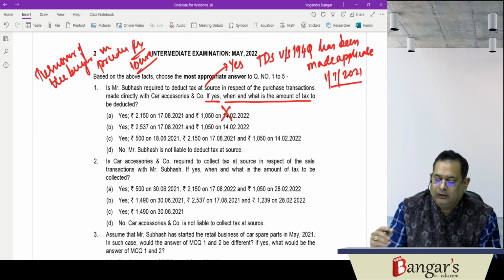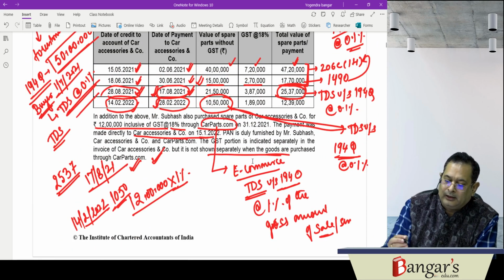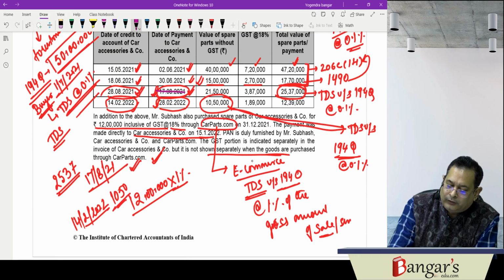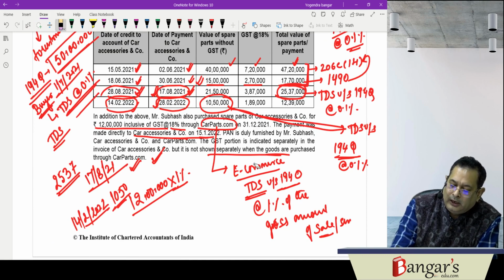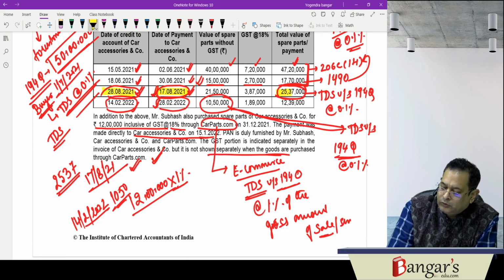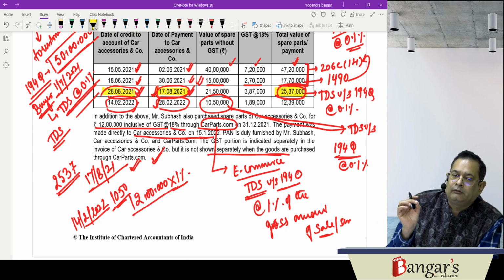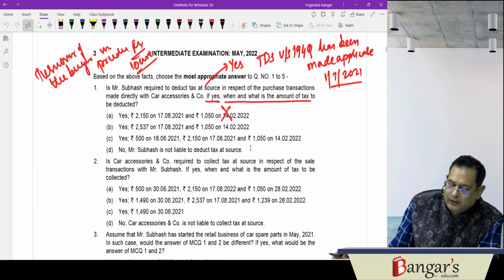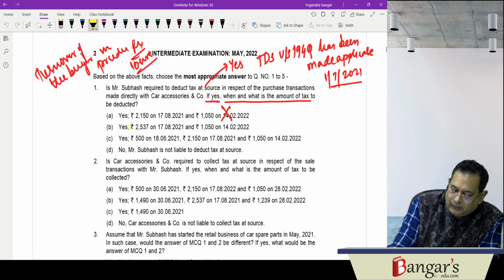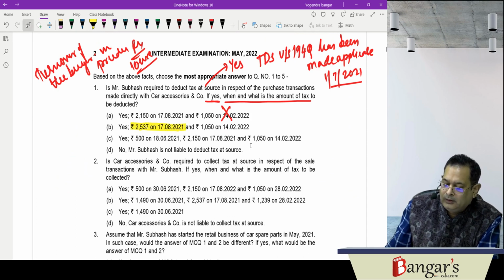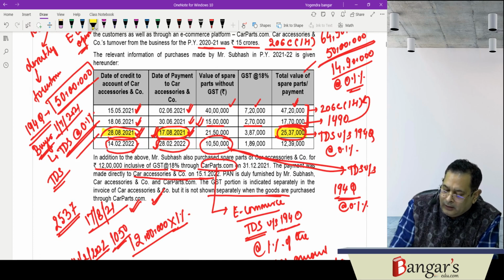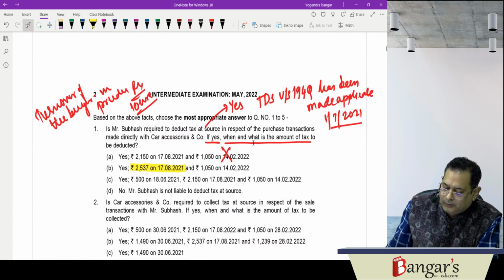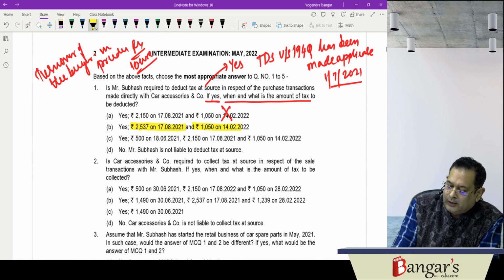No, because in this case, since payment is made earlier, as I already told you, particularly on 17/8/21, which is prior to the date of credit, he would not be able to know the GST amount. Therefore, the amount of TDS will be on the consolidated amount of payment of 25,37,000 rupees. So it will be 2537 on 17th of August 21, and then subsequently 1050 on 14-2-22. The answer will be this in this regard.